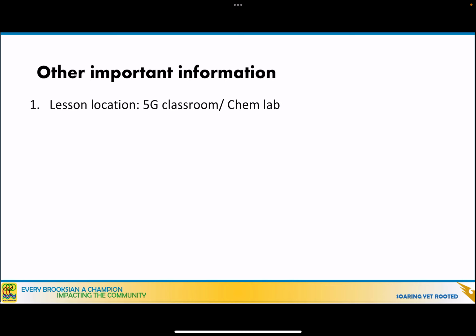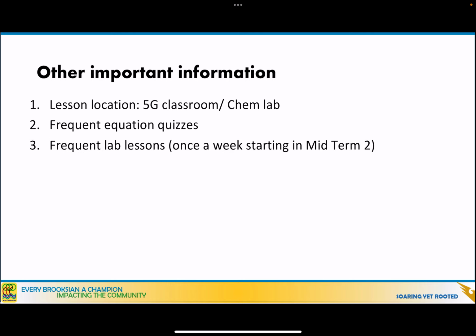Some other important information: all our lessons will be here in the 5G classroom. If not, it will be in the chemistry lab. I will give you quite a lot of equation quiz, which I do with most of my graduating class students, so that you can test yourself on writing equations, finding your products, etc. That is something that we will do quite frequently. There will be frequent lab lessons, especially starting from term 2, almost once a week.